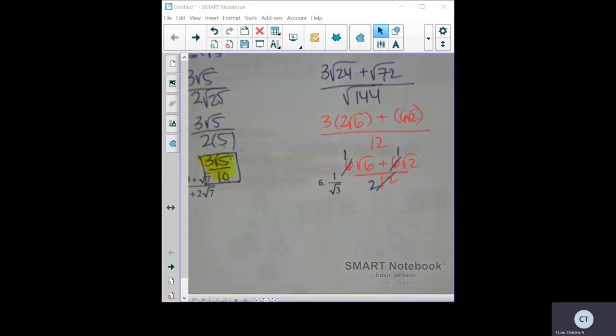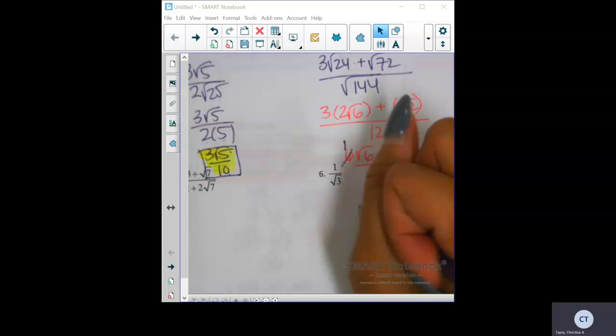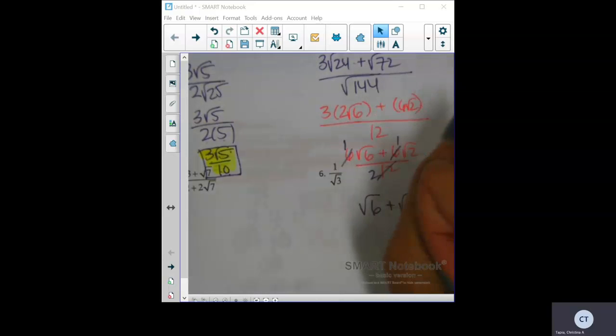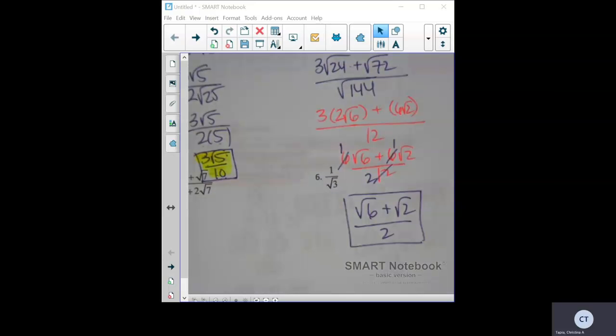You can do 2 to start off with, but you're going to have to do it again. So down here at the bottom, here's my final answer: 1 square root of 6 plus 1 square root of 2 all over 2. That's your final answer. If you notice that you still have numbers that can reduce, perfect, simplify it.